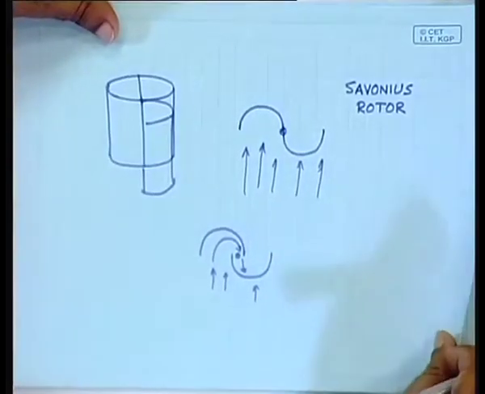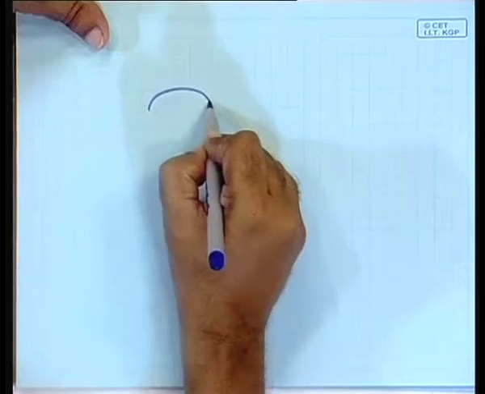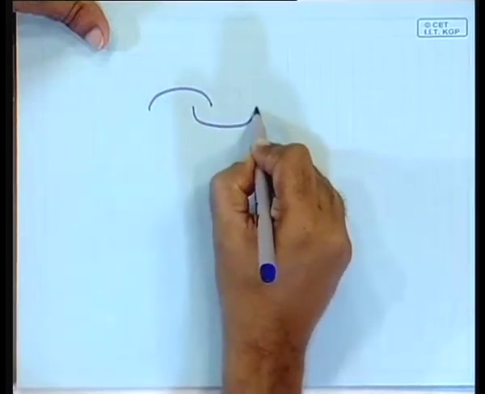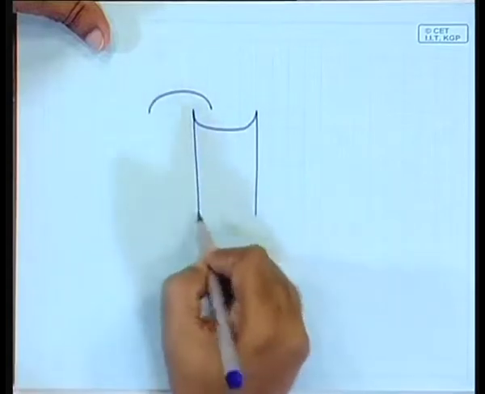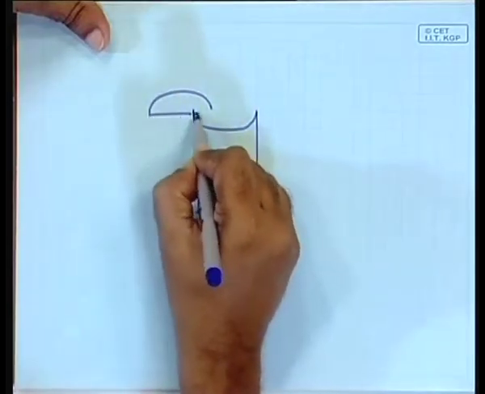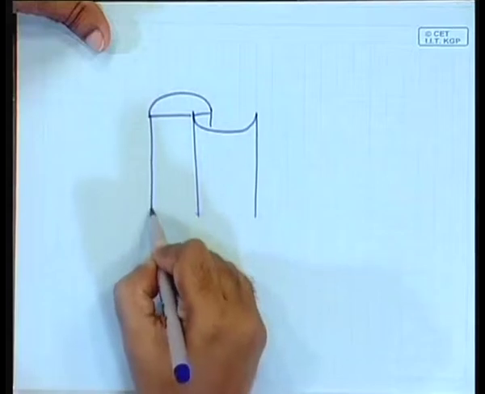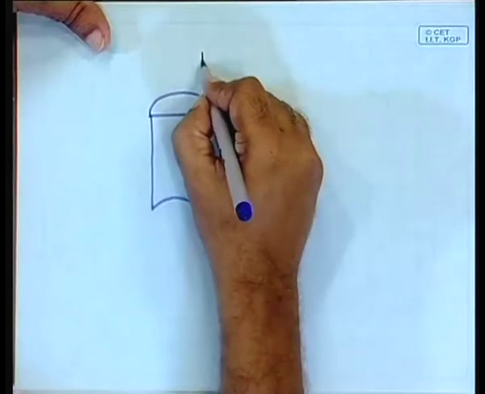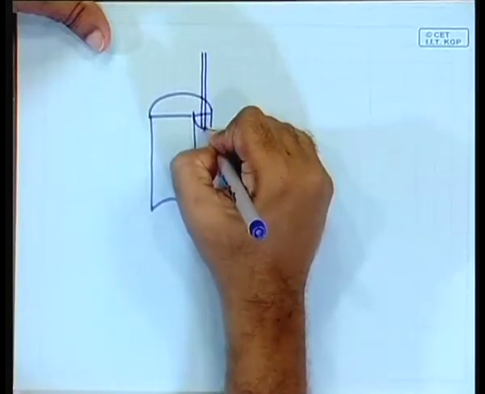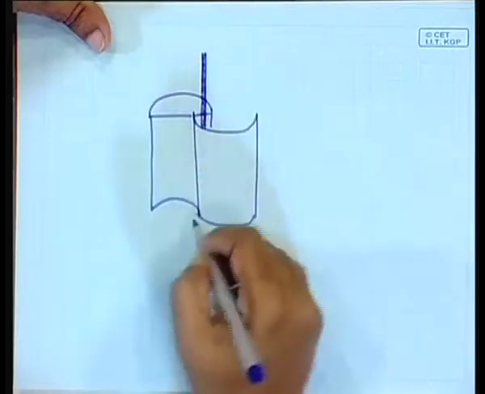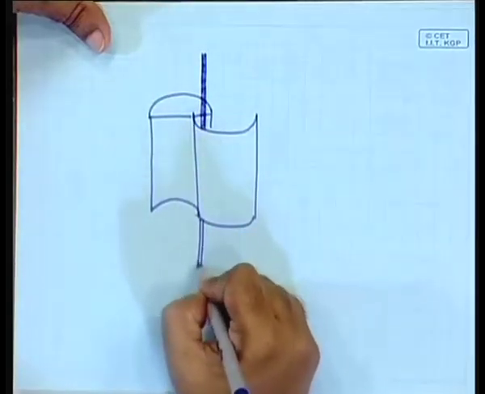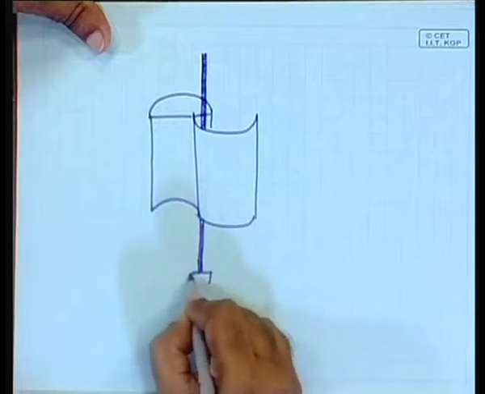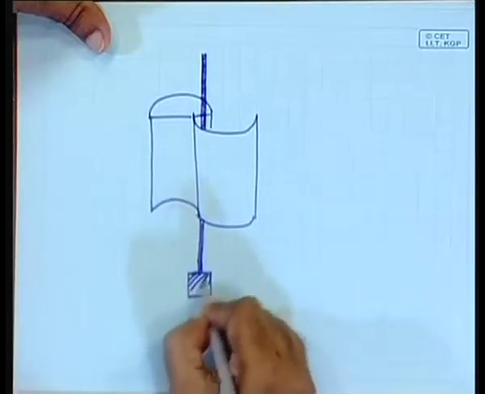So the total structure of this kind of Savonius rotor would be, if I draw it, something like this. And here would be a long shaft. At the bottom there would be the pump.